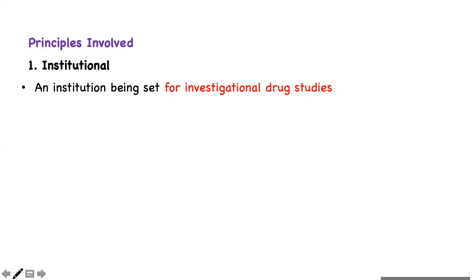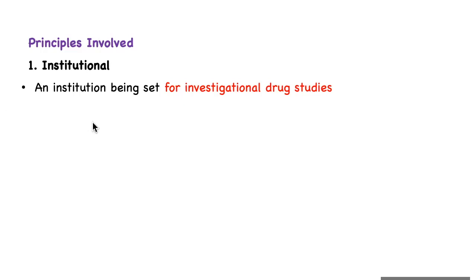The first principle is the principle of institutional. What are the institutional principles that you have to follow as an institution? For example, if this research is undergoing in the Saifi hospital, now Saifi hospital is one of the institutions. So as an institution, they have certain responsibility towards appropriate use of investigational drug. Now, what are those responsibilities?